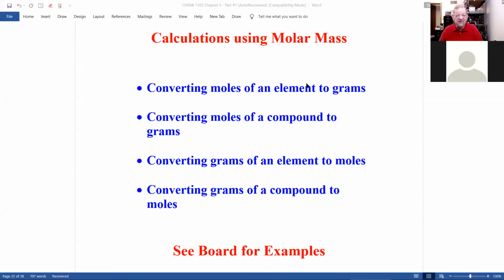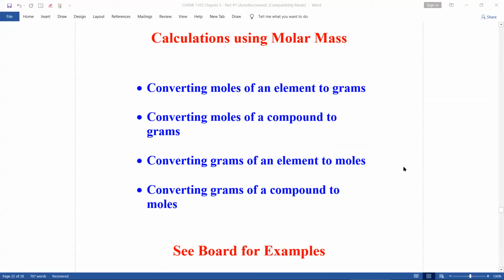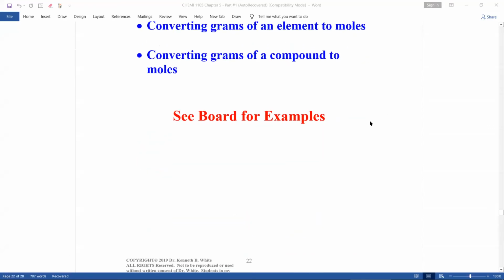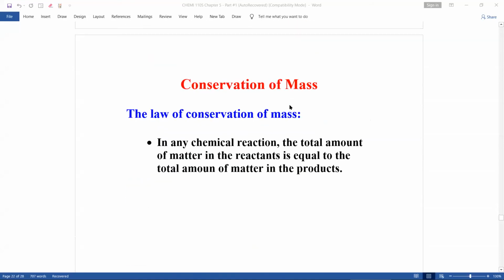All right, thumbs up, people. Do you see calculations using molar mass, which we just went through? Thank you, Ashley. All right, now we did some examples on my whiteboard. Let's move on. Now, when we're talking about moles, an important concept in weights is called conservation of mass. The law of conservation of mass: in any chemical reaction, the total amount of matter in the reactants is equal to the total amount of matter in the products.